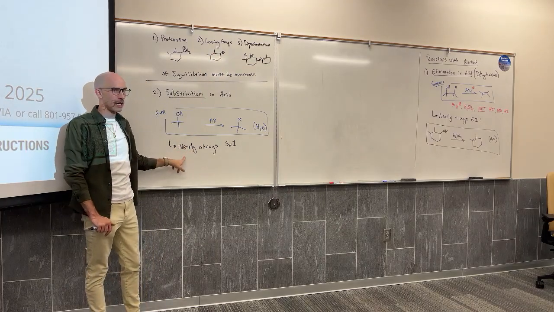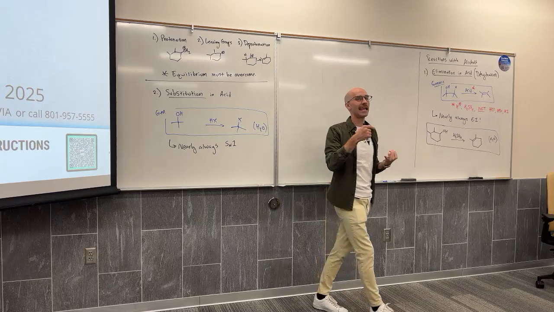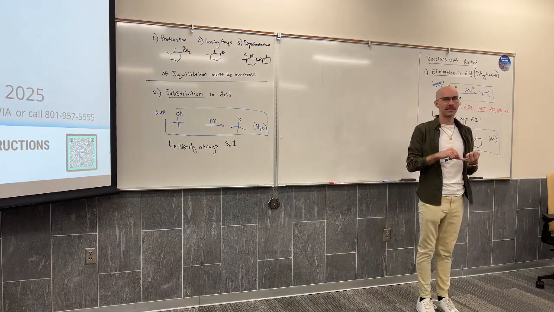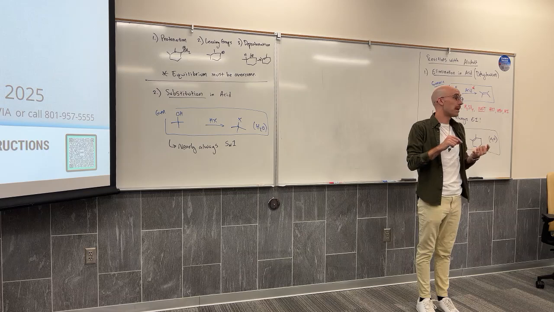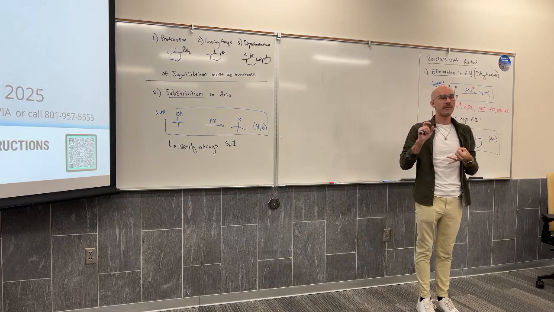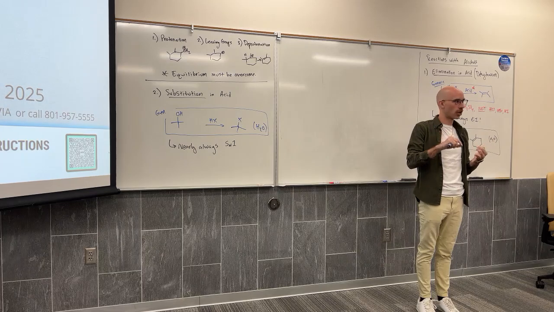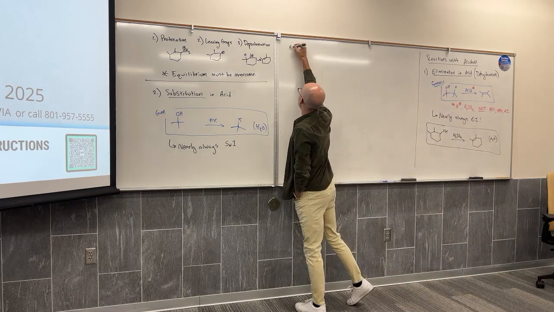And when I say nearly always, I mean methanol cannot go through SN1. That carbocation is too unstable. So methanol goes through SN2. Primary carbons have a very challenging time forming a carbocation, so primary carbons almost always go through SN2. So let's take an example here.